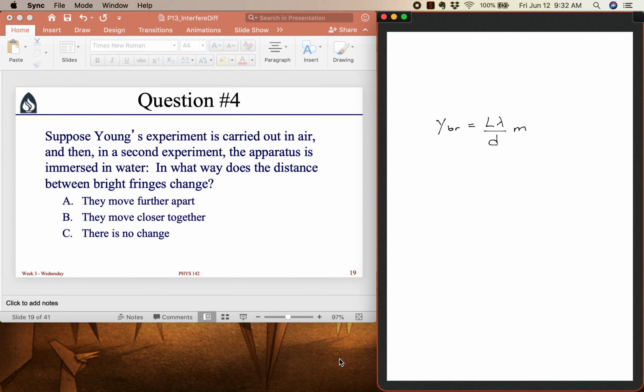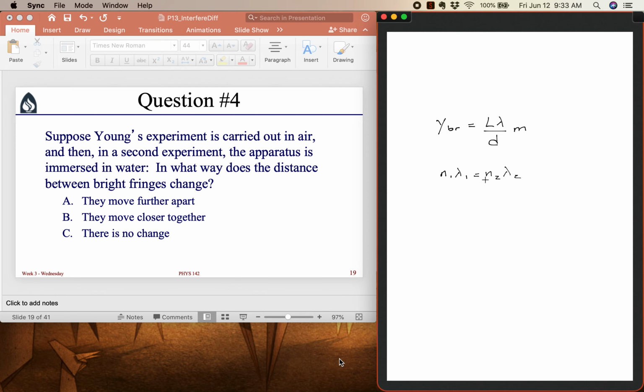So the next question then is, how is it going to change? And we remember that we had this expression, n1 lambda 1 is equal to n2 lambda 2. So if n1 is air, so if the whole thing was carried out in air, we have one wavelength. n2 is water, and so we're going from 1 to 1.33. n2 is getting bigger, so the wavelength is going to get smaller.